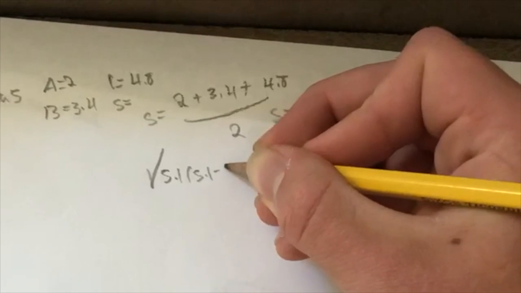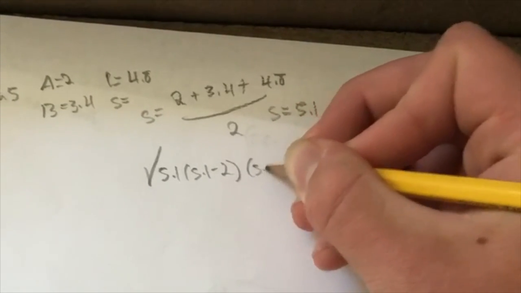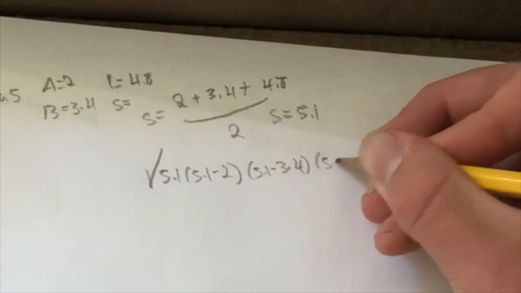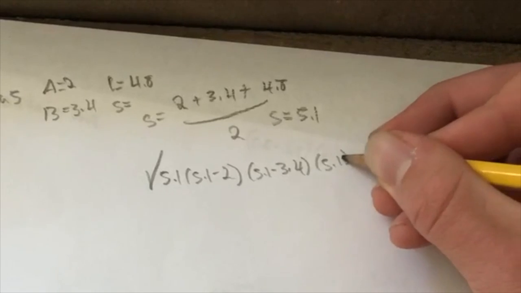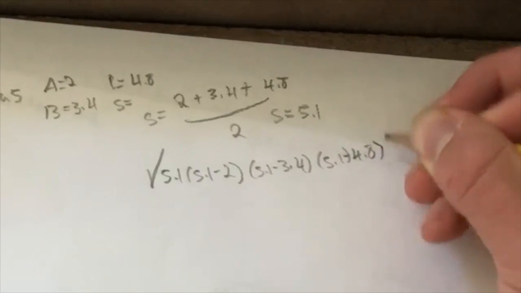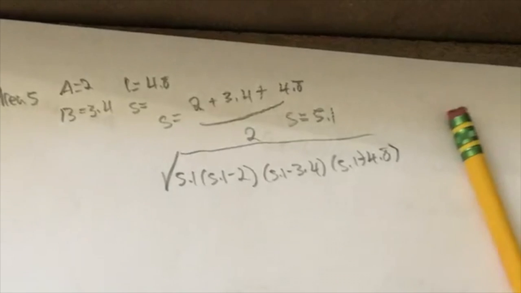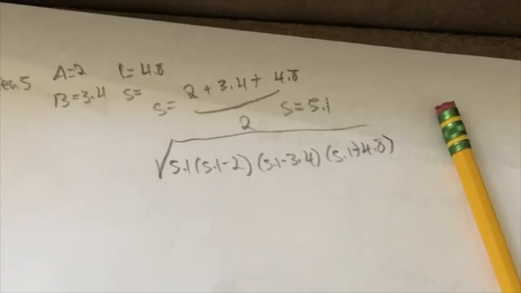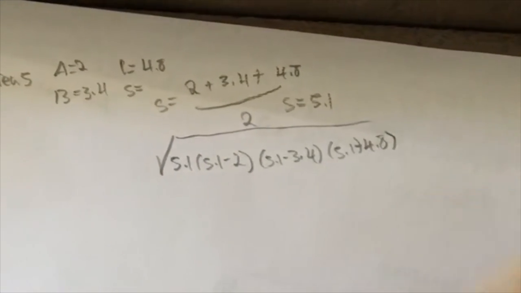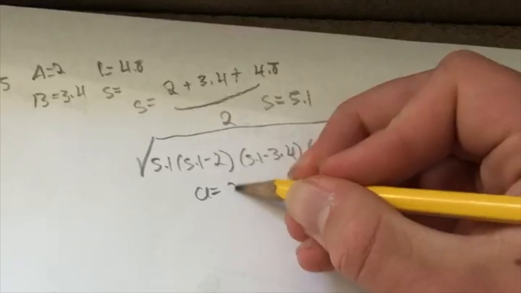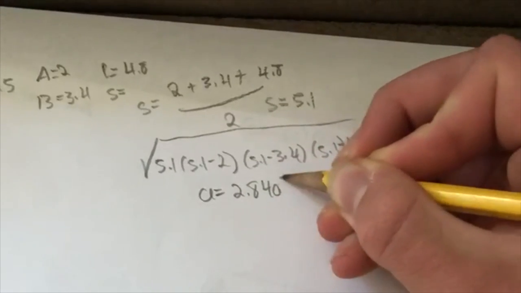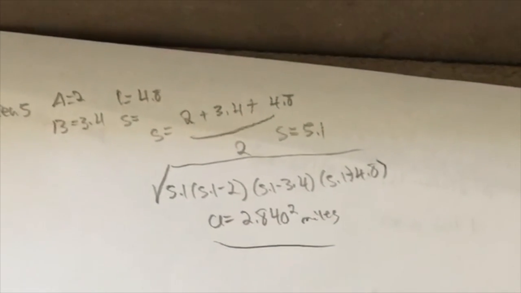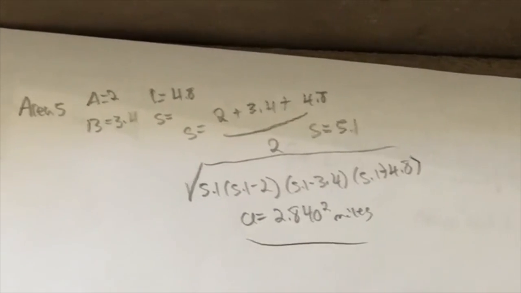5.1 minus 2, 5.1 minus 3.4, 5.1 minus 4.8. So if we plug that entire equation into the calculator, we are going to get the area is equal to 2.840 squared miles. And that is the area for triangle 4 or area 5.